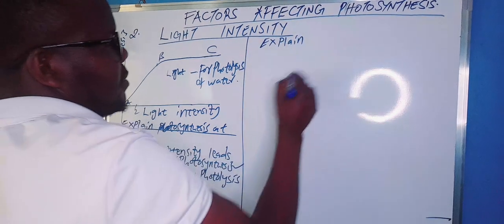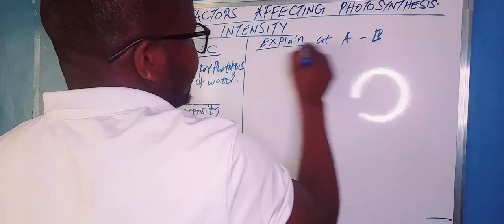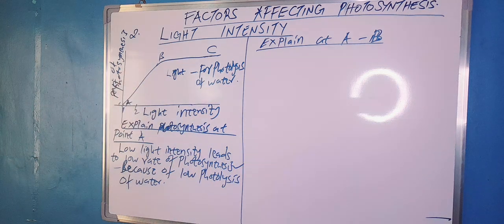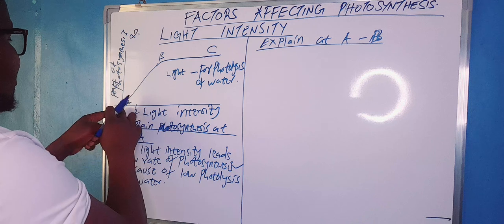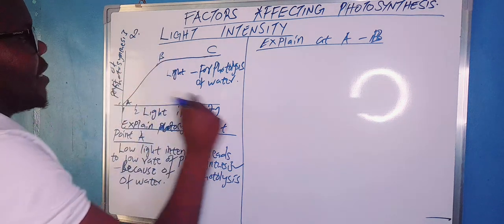Let's explain at the points A and B. Explain at A and what? B. What happens from this point to this point. The first mark is always a free mark. We're speaking about as you increase your light from this point to this point, you can check the rate of photosynthesis also is what? Increasing.